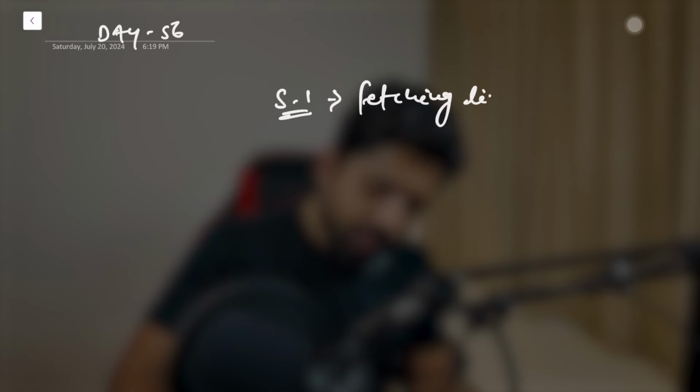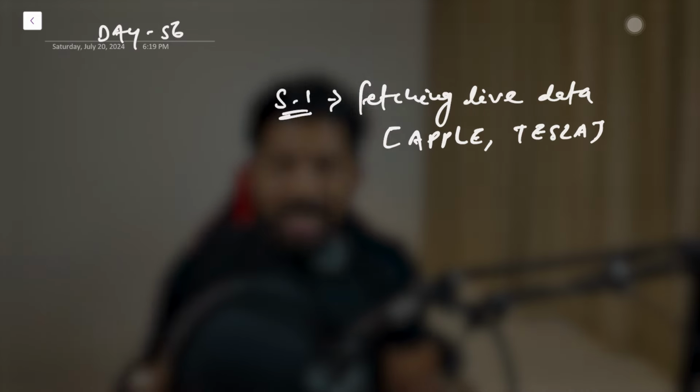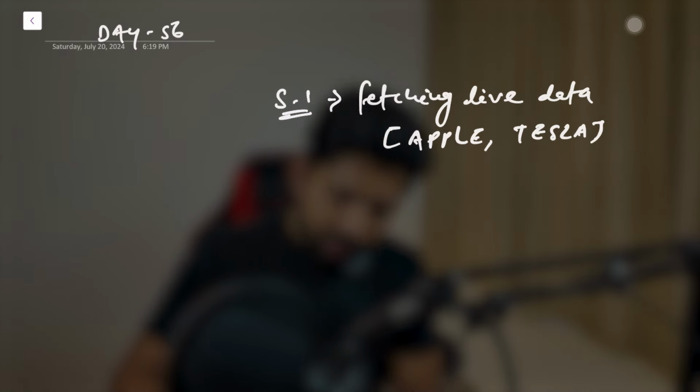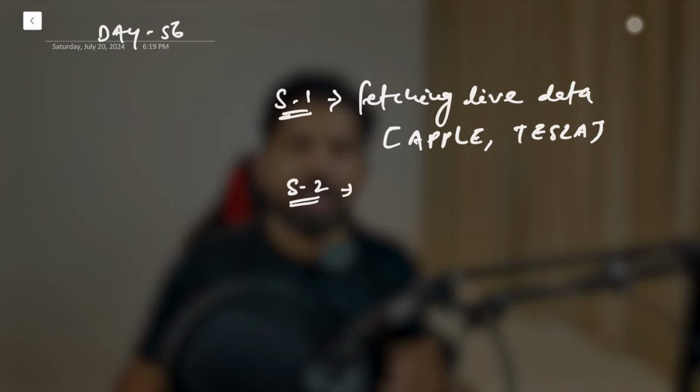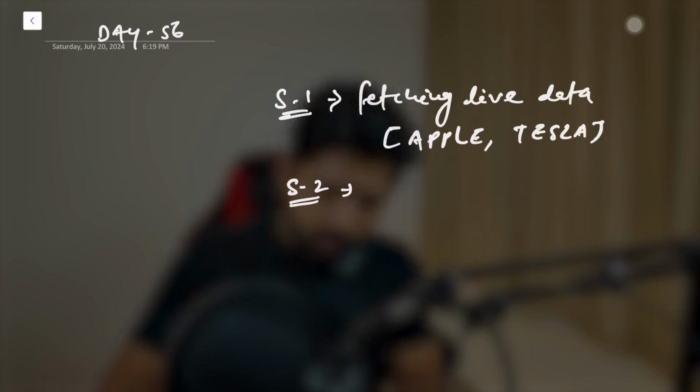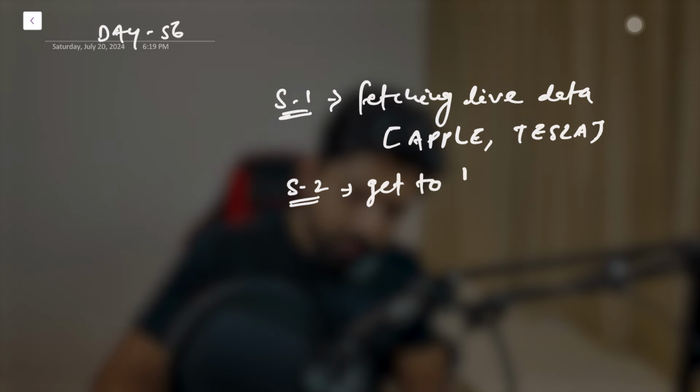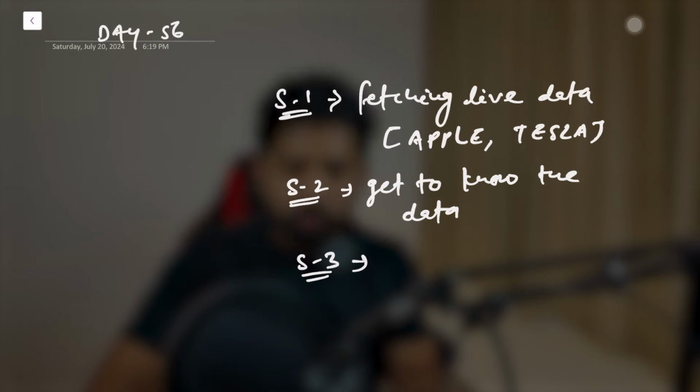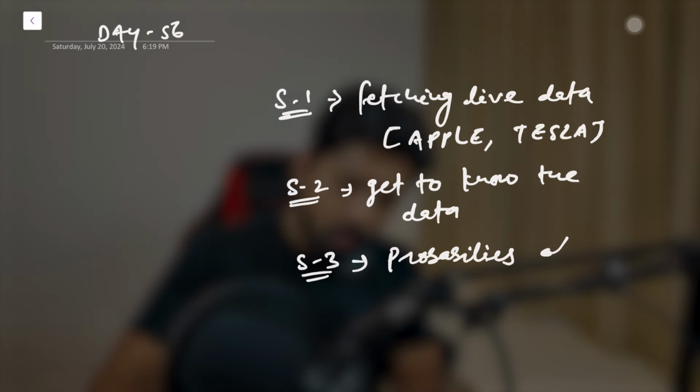Before that, let me show you the action plan. The first step will be fetching live data. Here we'll fetch the data of Apple and Tesla and try to compare the various parameters. After fetching data, we'll try to understand the type of data, so let's say get to know the data. And then we'll try to find the probabilities of various percentage changes. We'll frame some questions and, based on that, find the CDF.